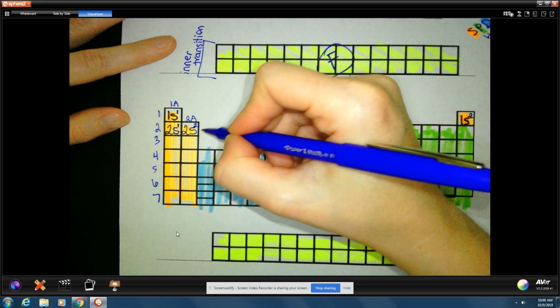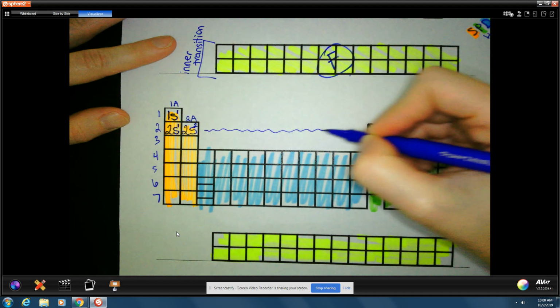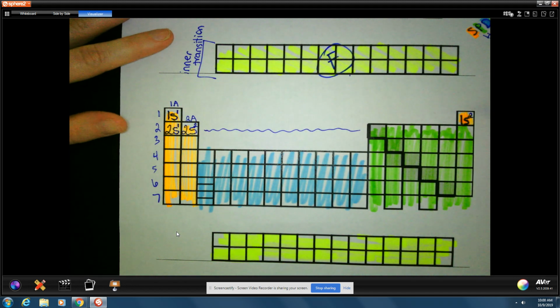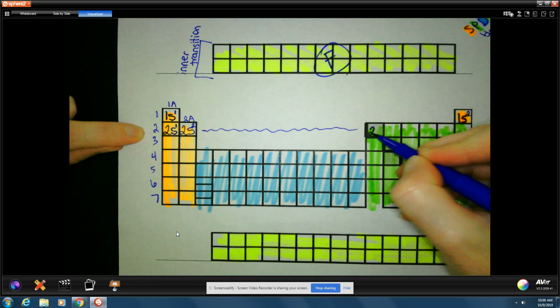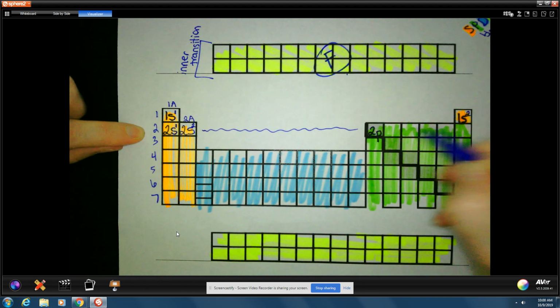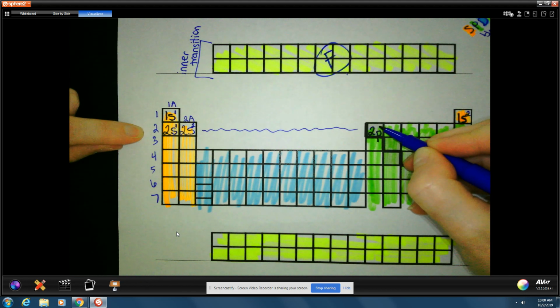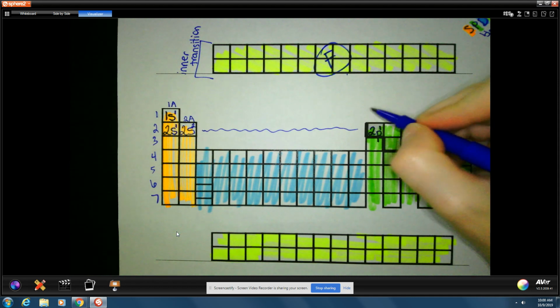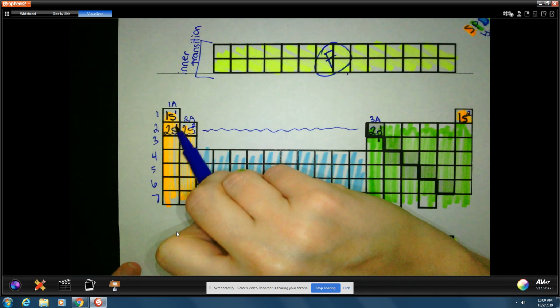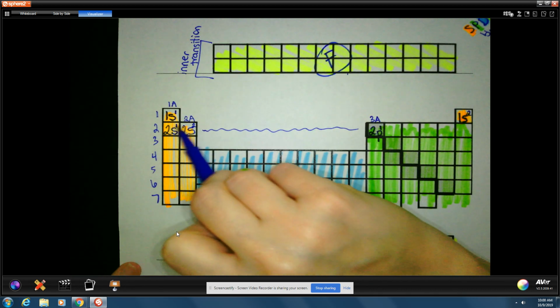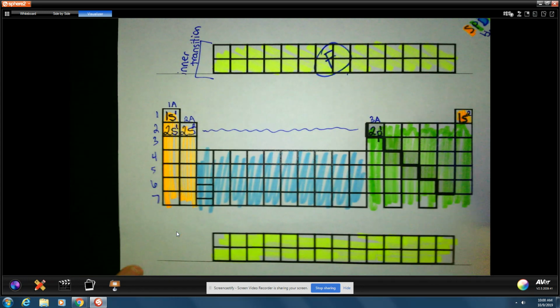Now, this is like a great divide. It's a river. We have to jump over the river to get to our P block, or the green one. But we are still in row 2. It's now P block. But because we're starting a new block, we're going to start over, and it's the number 1. Now, this is really 3A. So 3A should have 3 valence electrons. It does. In energy level 2, it has 1 electron here, 1 electron here, and 1 here. That adds up to 3.